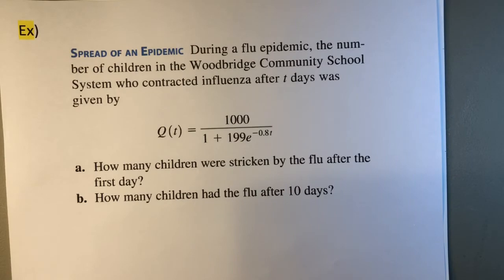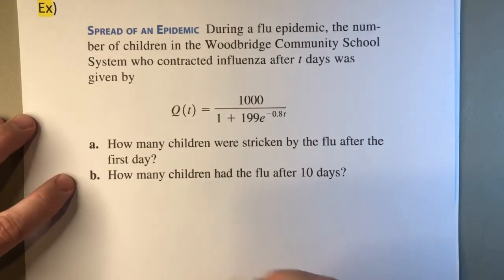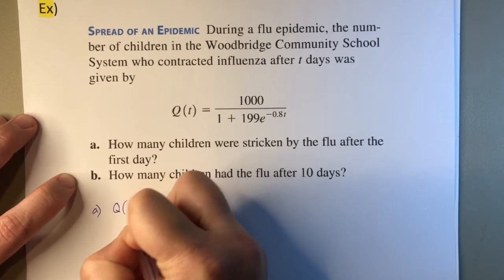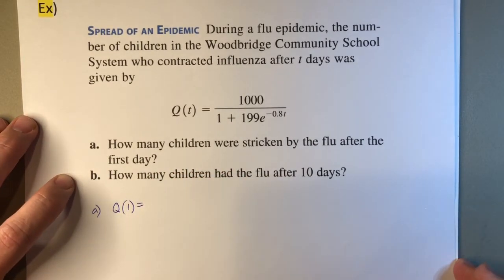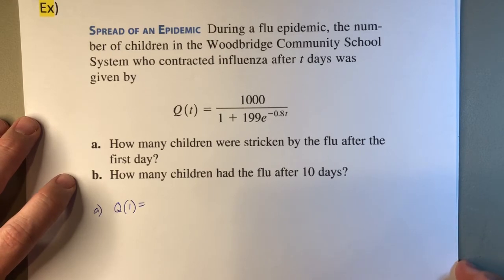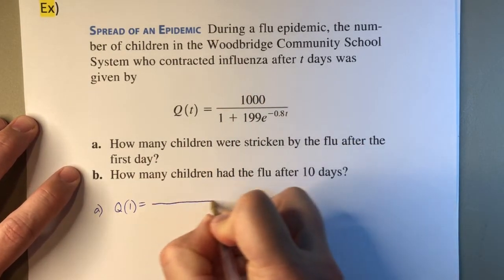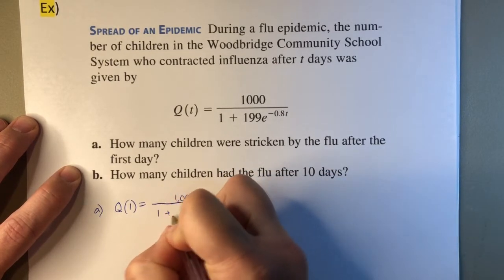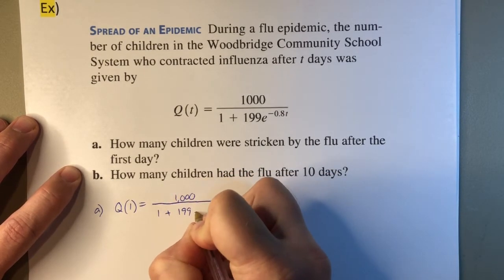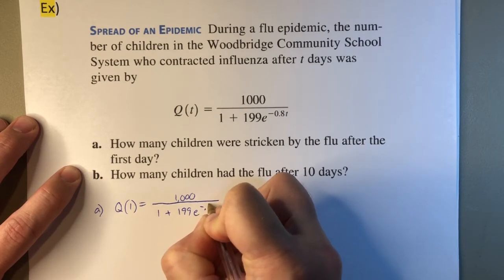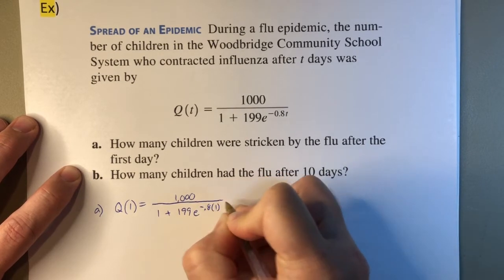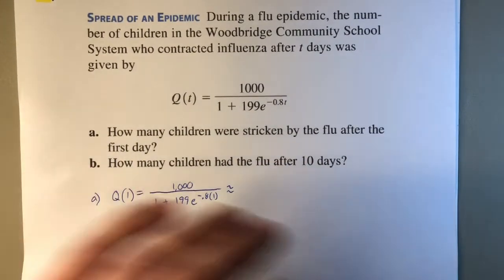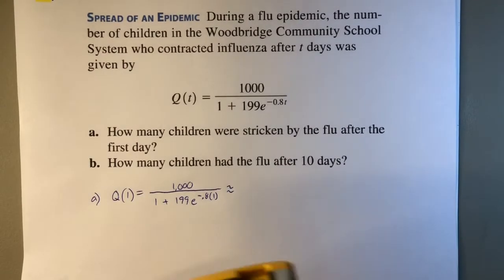After the first day. Well, all you have to do is this. Q of 1. All right, so here you're not even solving for anything. You're just simplifying an expression. So that would be what? That'd be 1,000 all over 1 plus 199 times e to the negative 0.8 times 1. That's it. And then you'd get about what? Well, you'd plug that in your calculator. I'll go ahead and show you number 1 in the calculator here.